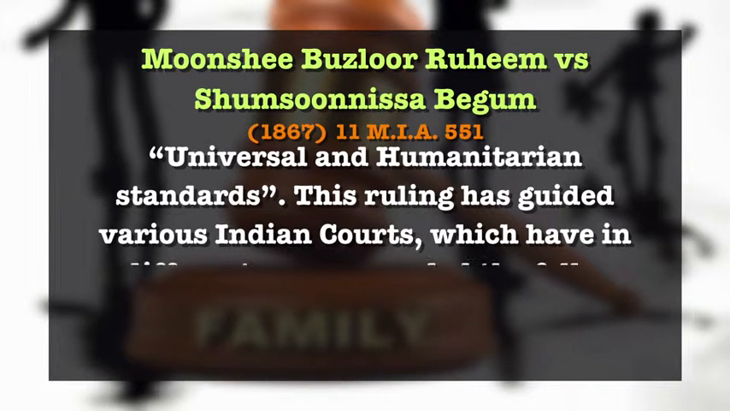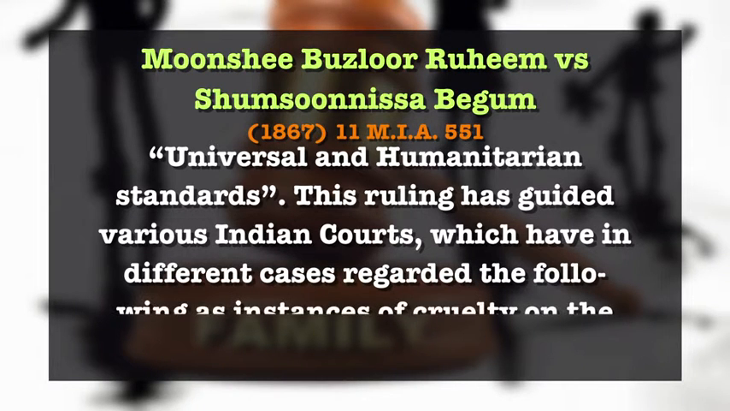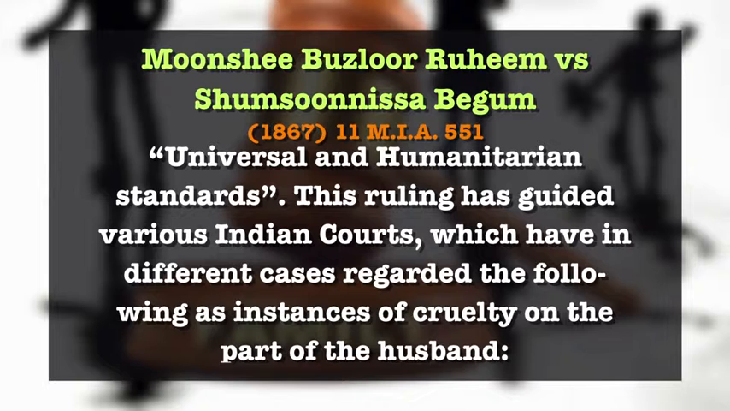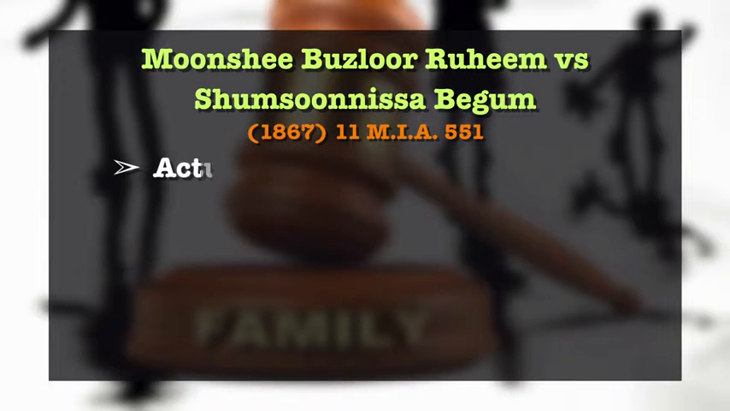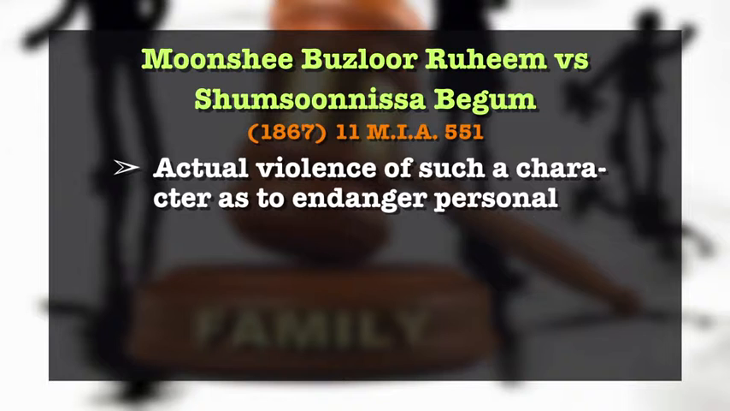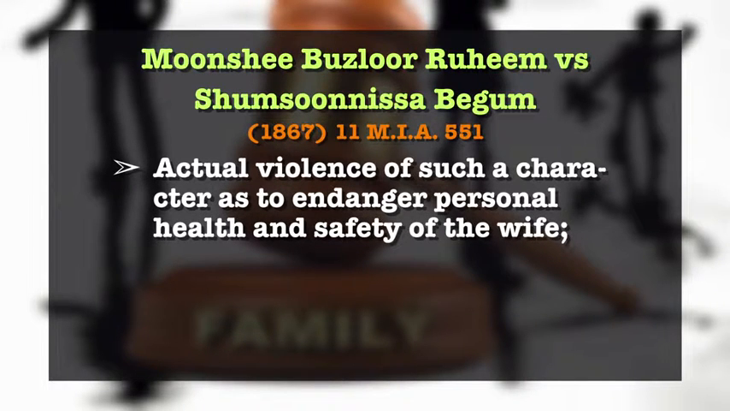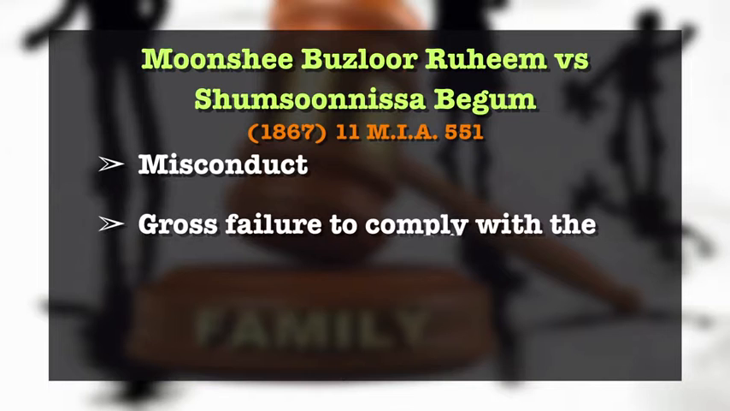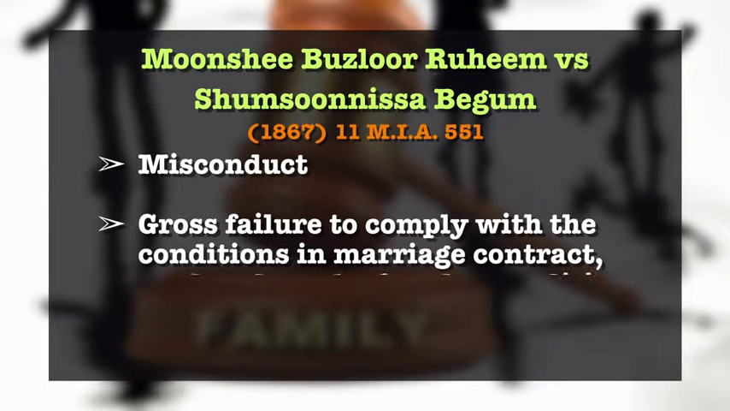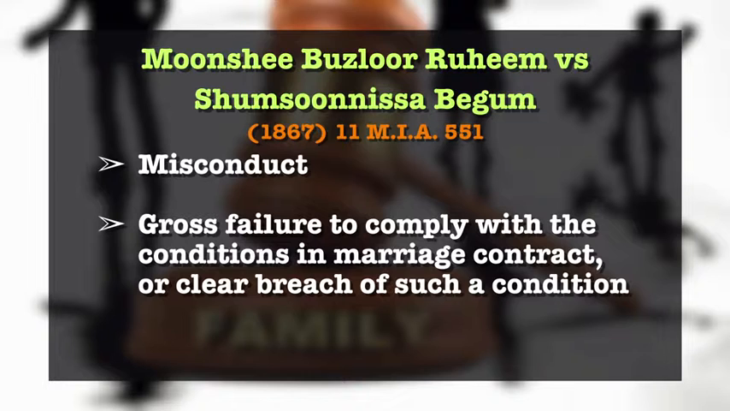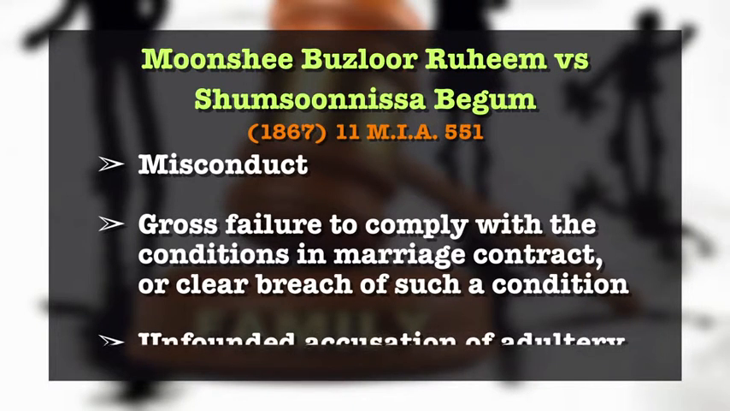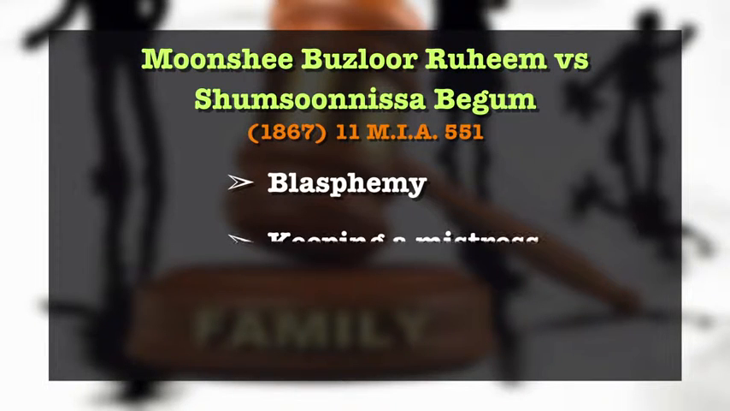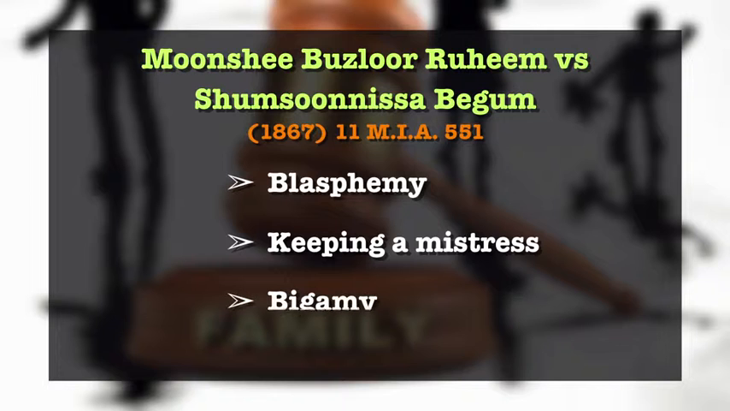This ruling has guided various Indian courts, which have in different cases regarded the following as instances of cruelty on the part of the husband. Number 1. Actual violence of such a character as to endanger personal health and safety of the wife. Number 2. Reasonable apprehension of such violence. Number 3. Misconduct. Number 4. Gross failure to comply with the conditions in the marriage contract or clear breach of such condition. Number 5. Unfounded accusation of adultery. Number 6. Blasphemy. Number 7. Keeping a mistress. Number 8.